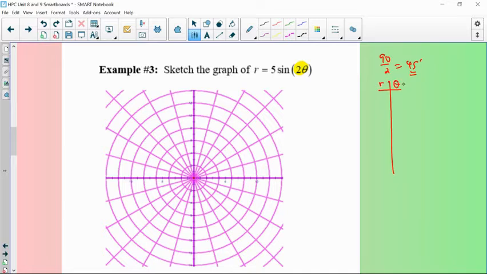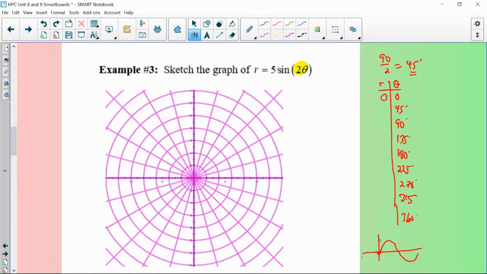So if you want to write a table of values, feel free. 0, 45 degrees, 90, 135, 180. Now, because it's even, I need to go all the way to 360 to see all the petals. So I have to go to 225, 270, sorry, drew a blank, 315, and then back to 360 degrees. Now, sine function, remember, sine of 0 is 0. So we're starting at the equilibrium. So 0, I have a radius of 0.